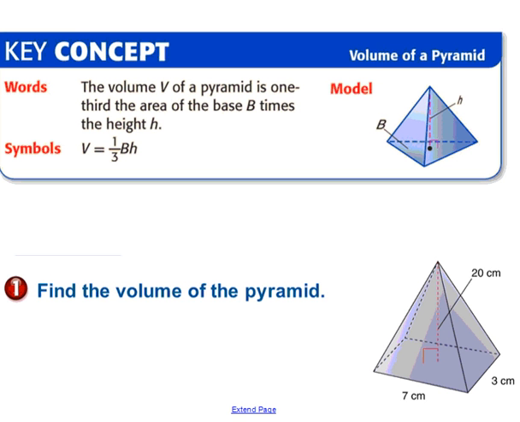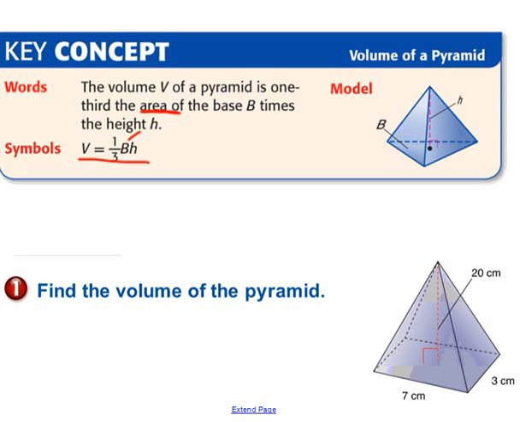Here's your first equation that you need. Notice that the volume is equal to 1/3 the area of the base times the height. And this is for a rectangular or triangular pyramid. So let's do this first one here. Find the volume of the pyramid.